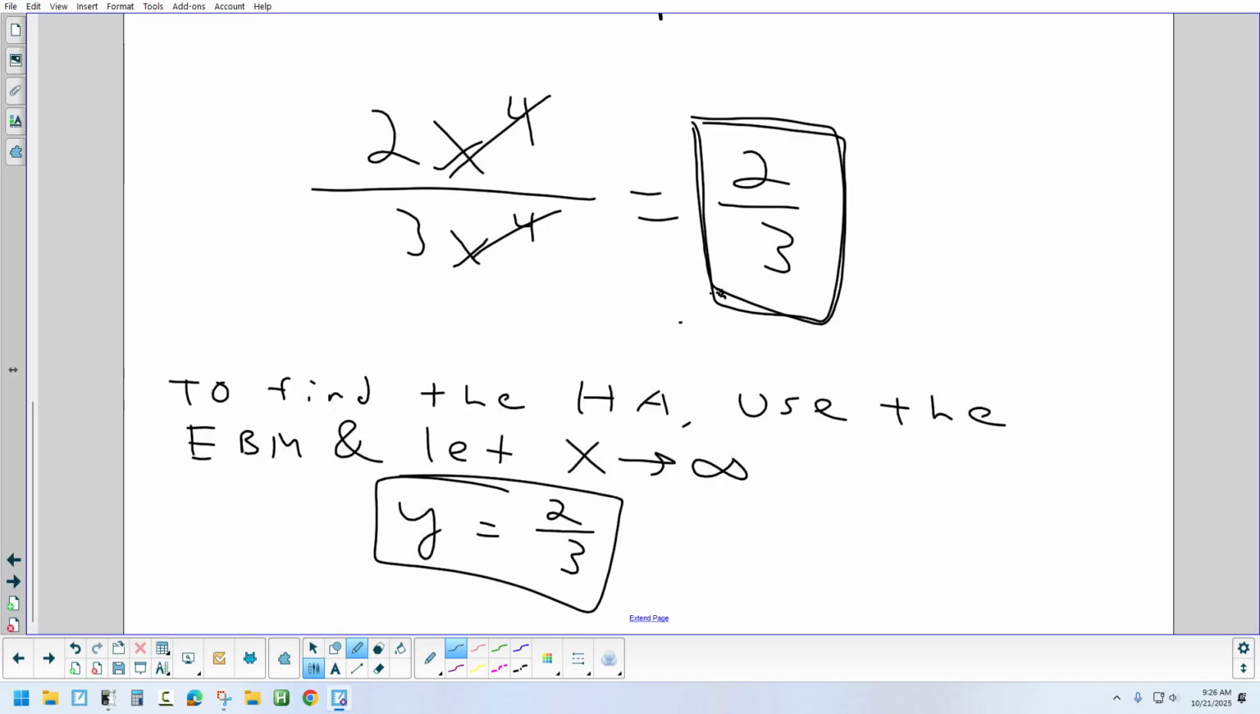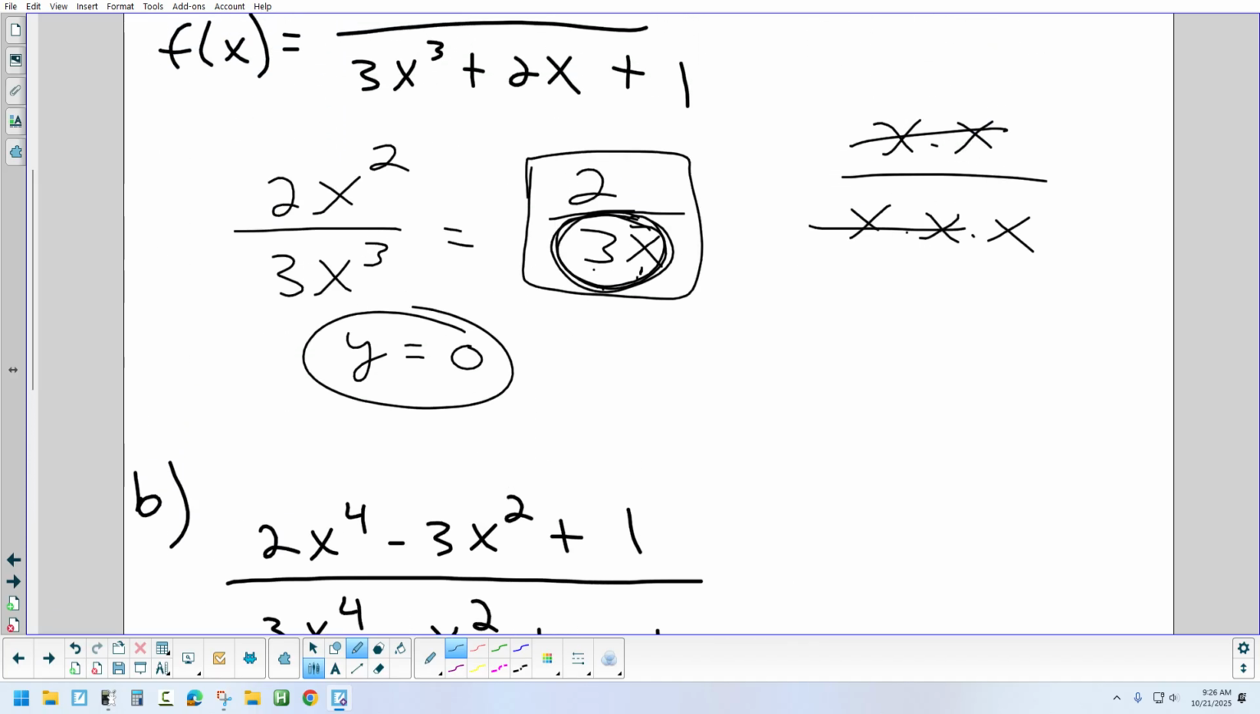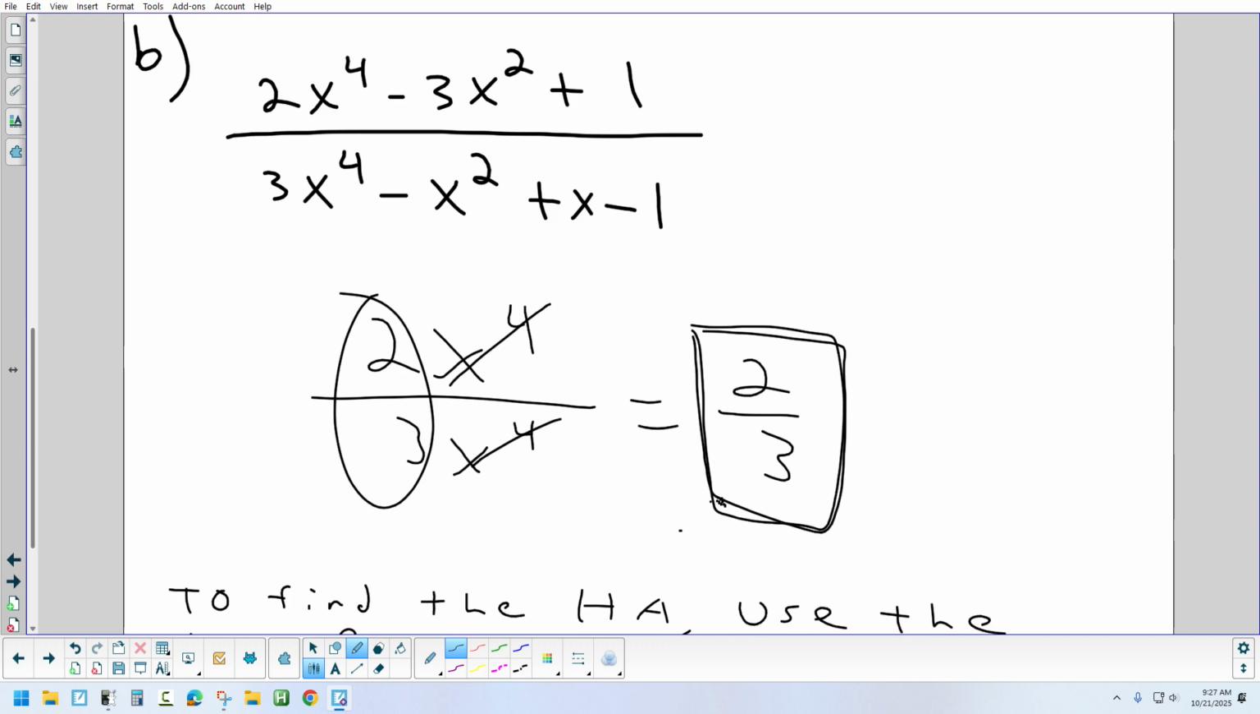So when all the x's cancel out, the EBM is just going to be a number, basically, of whatever the coefficients were in front of the x's. If all the x's don't cancel out, and you're left with an x in the bottom, then the EBM is telling you that the horizontal asymptote is always at 0. If it's left in the top, that's part 2. So that's tomorrow. That's not today. So for today, the x will either be left in the bottom or it won't be left at all.